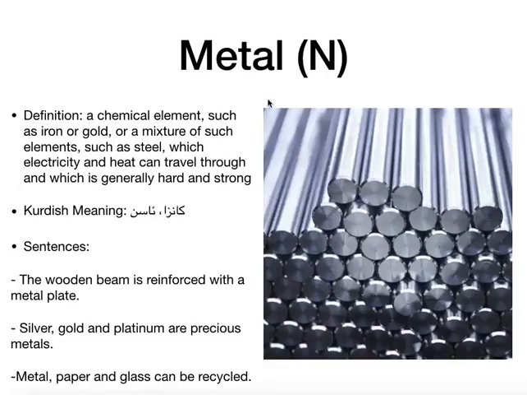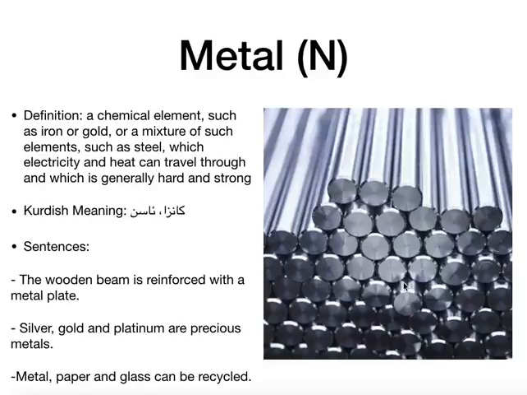The third is metal, which is a noun. It's a chemical element such as iron or gold, or a mixture of such elements such as steel, which electricity and heat can travel through and which is generally hard and strong. So this is an example of metal. There are many kinds of metal, such as iron, gold, silver, platinum. These are all metals.